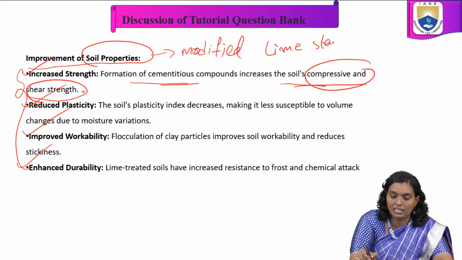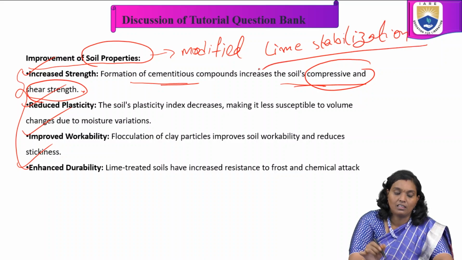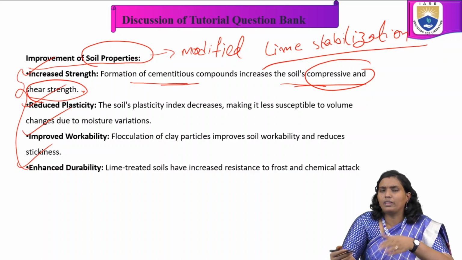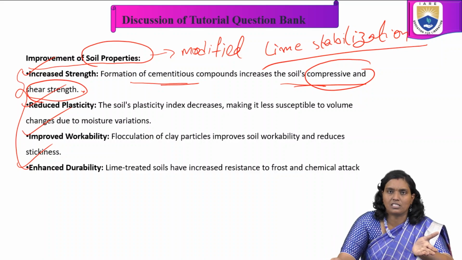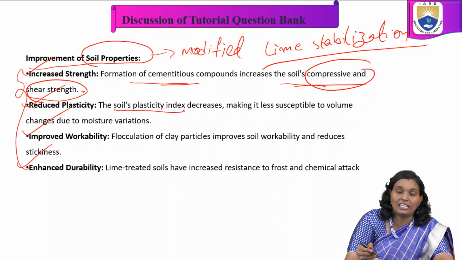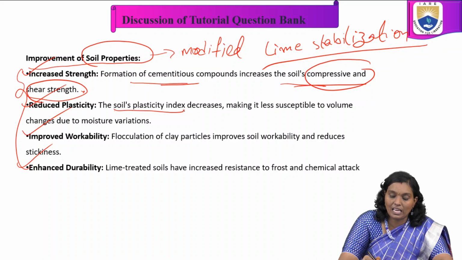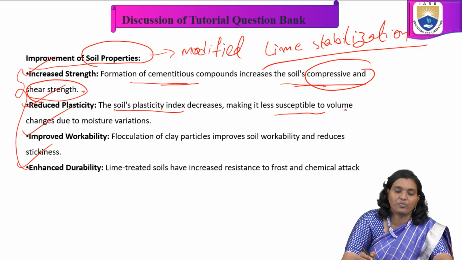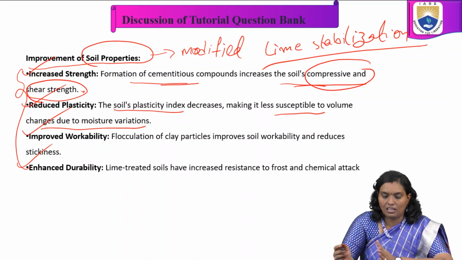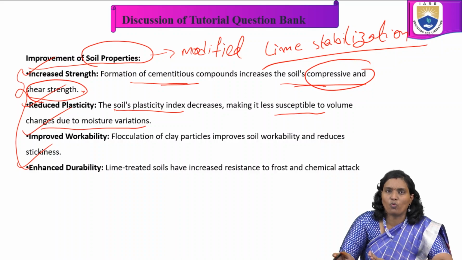In lime stabilization, this is one of the modifications which we get in our soil. That increased strength is helpful for any kind of construction work. Now reduced plasticity: the soil's plasticity index decreases, making it less susceptible to volume changes due to moisture variation.